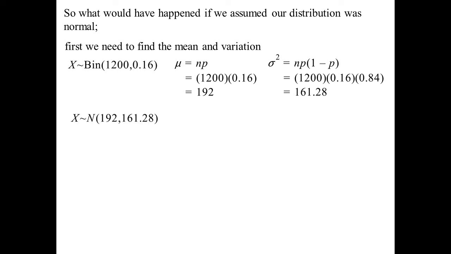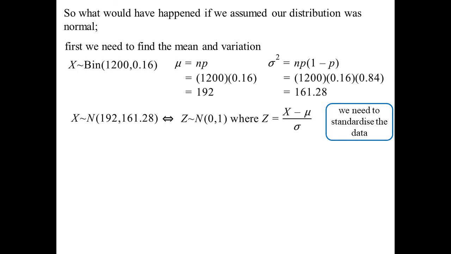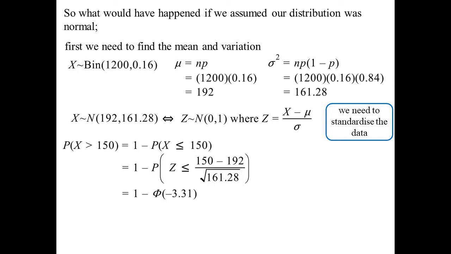So I'm now going to say it's normally distributed like so: 192 mean, variance of 161.28. But now we can standardize that data. Remember our little formula for finding z-scores? The random variable minus the average, divided by the deviation. We wanted to find X greater than 150, and we said it's easier to do the complementary event. So 1 minus the probability of X less than or equal to 150. Now I will standardize that 150. It becomes 150 minus 192 over the square root of 161.28, which is minus 3.31.